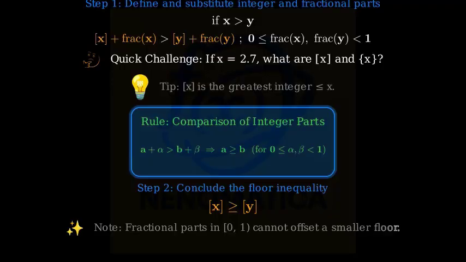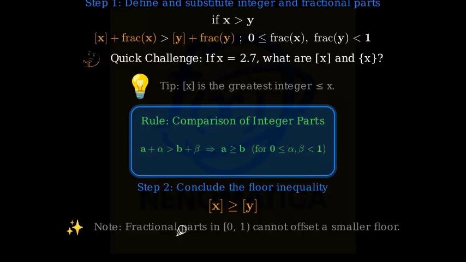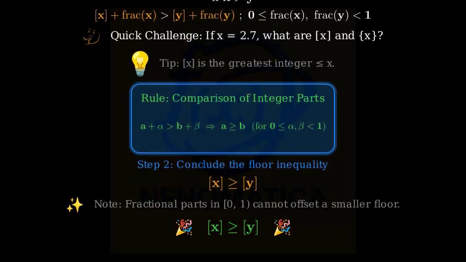Intuitively, the fractional parts are too small to bridge a full integer gap if the floor of x were strictly less than the floor of y. Our final statement for this part is complete. The floor of x is greater than or equal to the floor of y whenever x is greater than y.